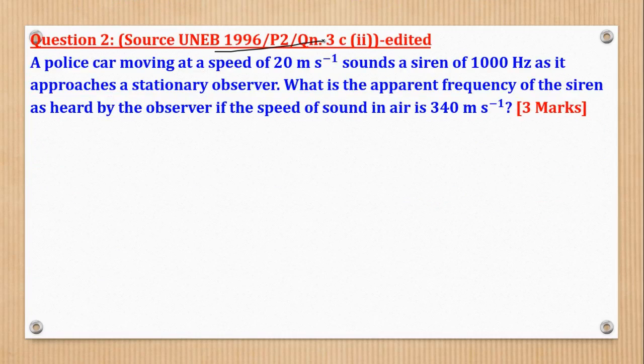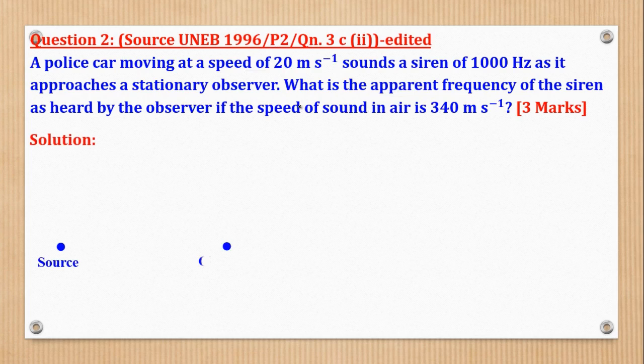Question 2 came from U.A.C.E 1996 part 2, question 3C, and it says a police car moving at a speed of 20 meters per second. I'm using the word edited because in that year this velocity was not given. Sounds a siren of 1000 Hz as it approaches a stationary observer. What is the apparent frequency of the siren as heard by the observer if the speed of sound in air is 340?